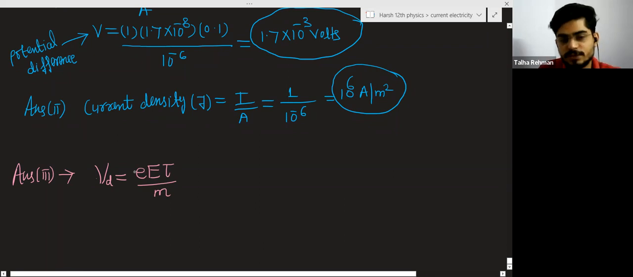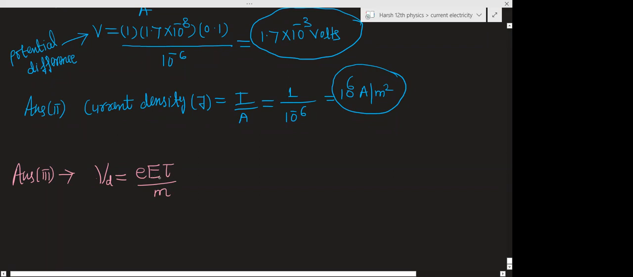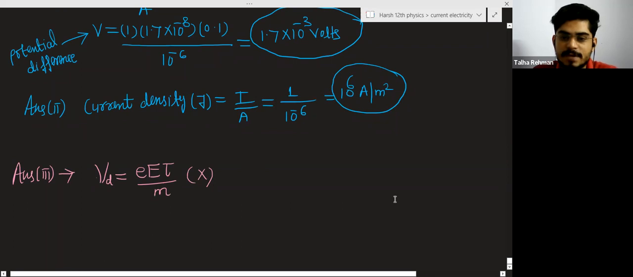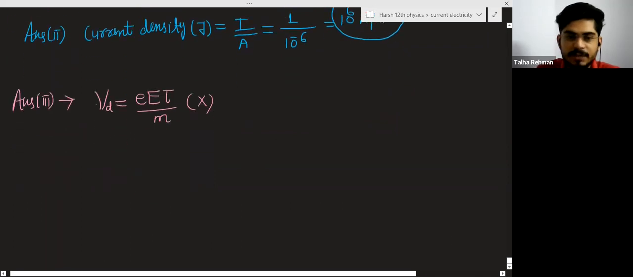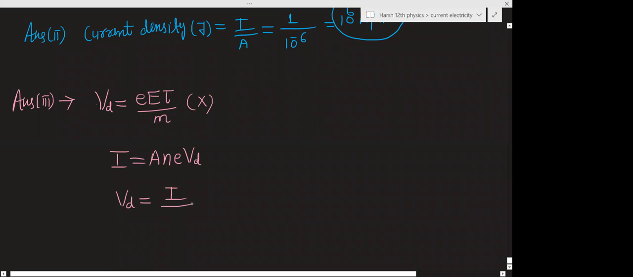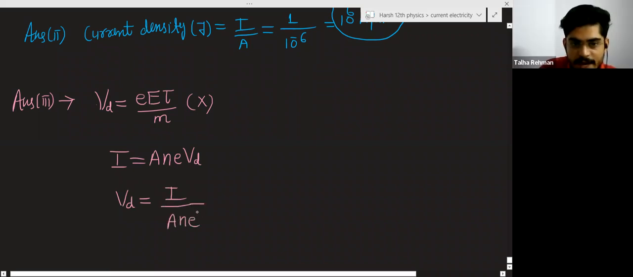We know the charge on electron. We know the mass of electron. But we do not know the relaxation time, so we will not use this formula. But we have one relation between the current and the drift velocity: I is equal to area, number density of electron, e, and drift velocity. So from here we can calculate the drift velocity as I divided by ANe.